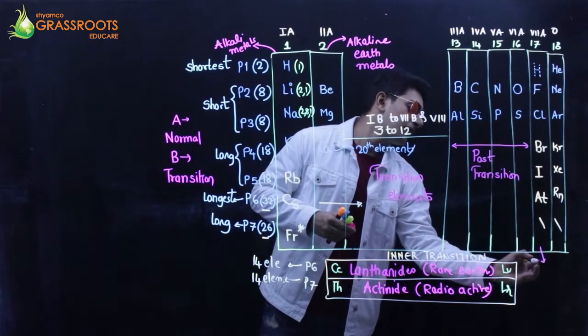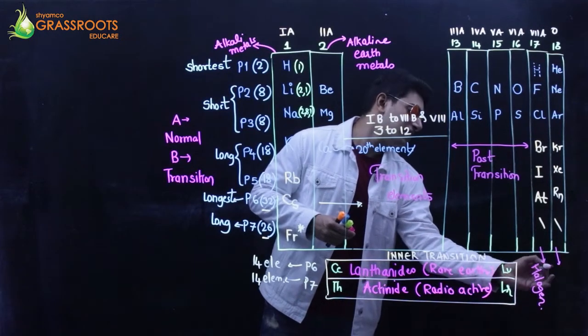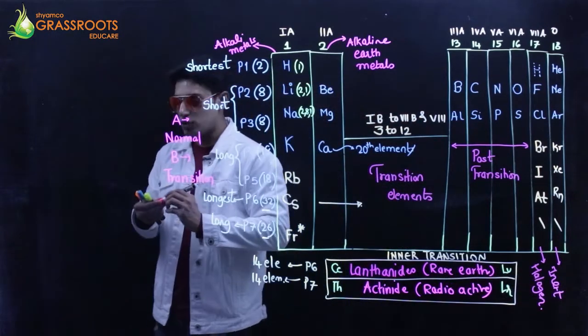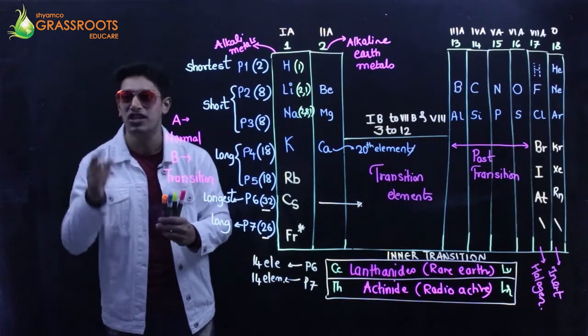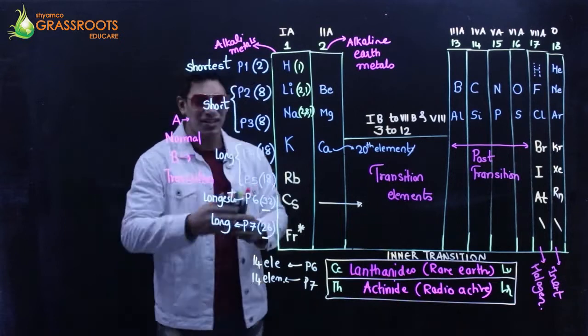17th group is said to be halogens, and 18th is said to be inert, the zero group. So always remember, students, if I happen to ask you a differentiation between any of these, I'm going to give you a quick pointers. First one, come on, alkali metals.